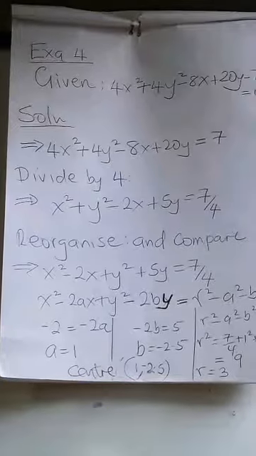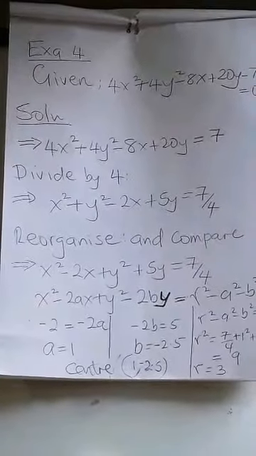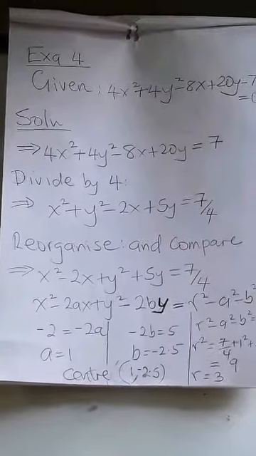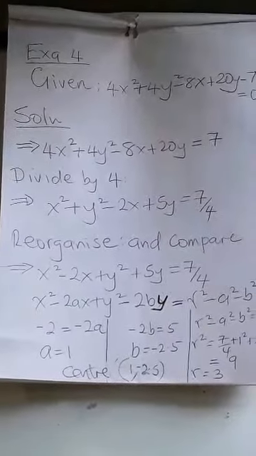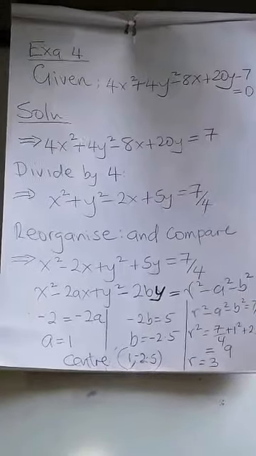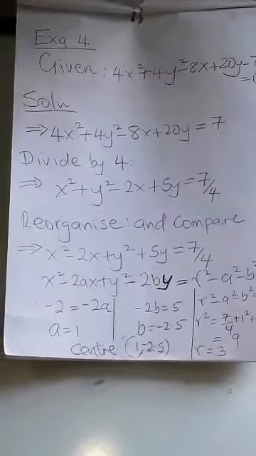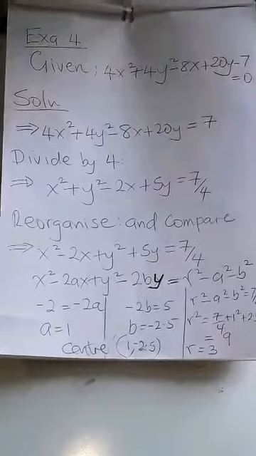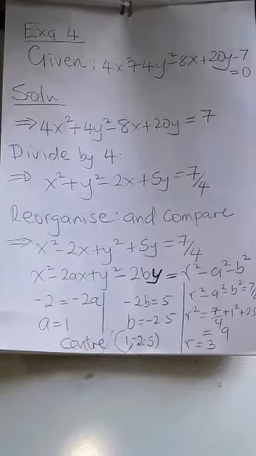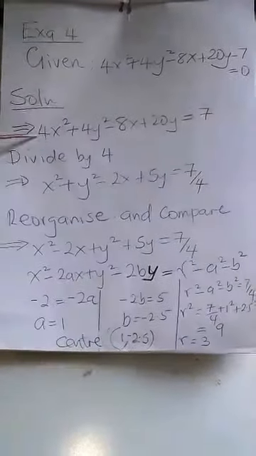We continue with more examples on equation of a circle. Now this time we have an equation where the x squared and the y squared also have a coefficient. In this case, we want to eliminate this coefficient. So we divide by 4 all through.